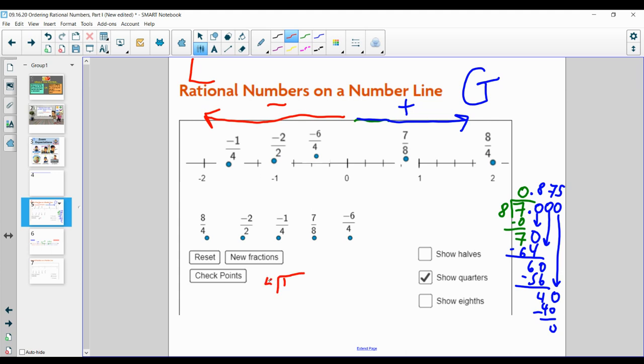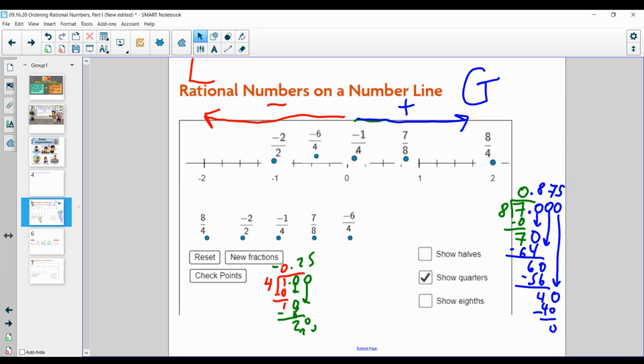So 1 divided by 4 groups, can 4 go in 1? 0 times. How do I get rid of that remainder? Annex 0. How many 4s go in 10? 2 times. 10 minus 8 is 2. Annex another 0. How many 4s go in 20? 5 times. So it is negative, so negative 25 hundredths. Here's 0. So just a little tad bit more to the left of 0.